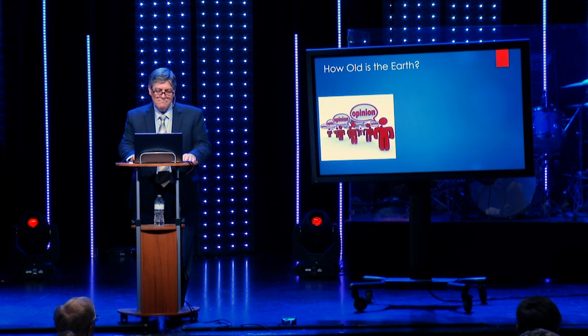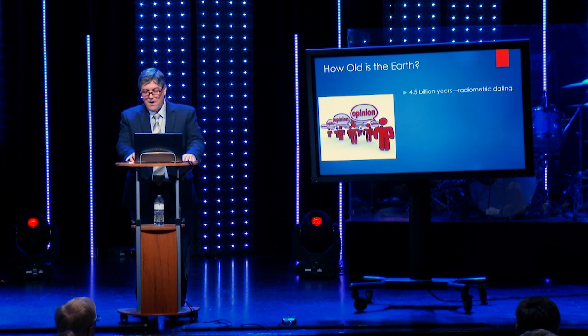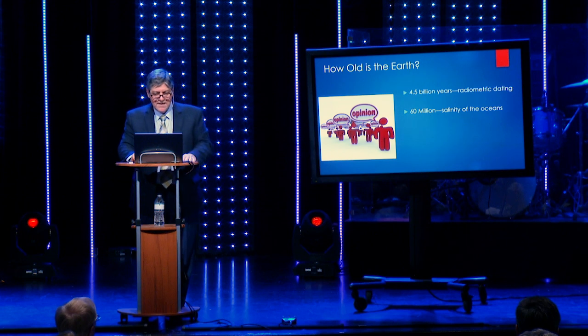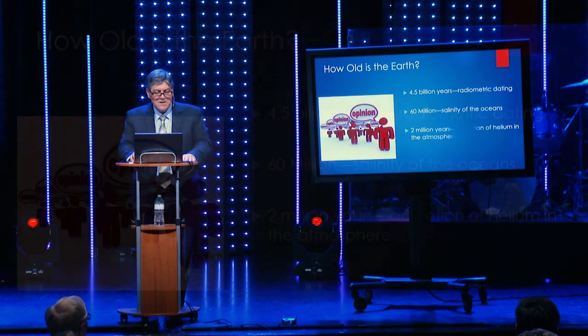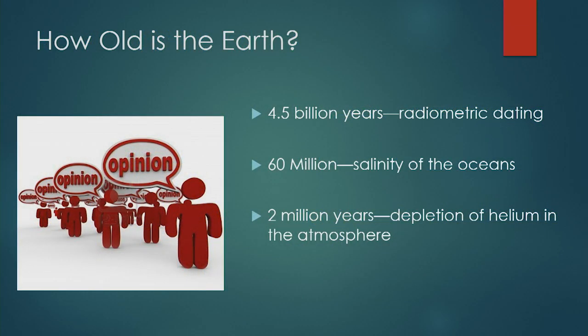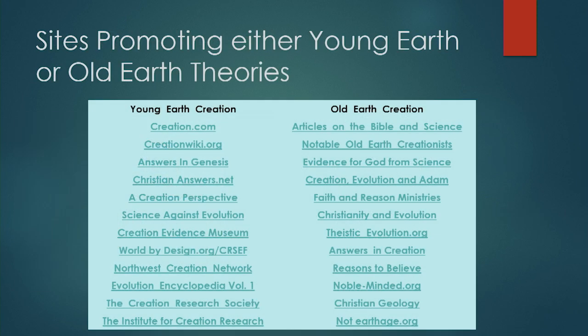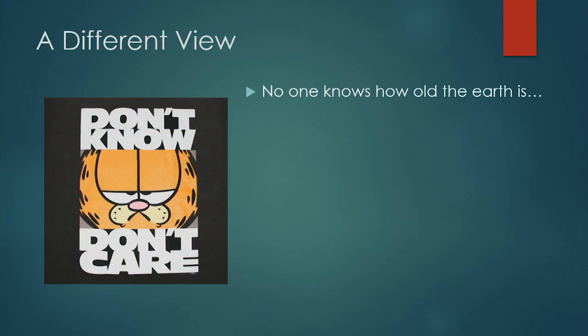So how old is the earth? Well, it's 4.5 billion years according to radiometric dating, but the problem is that can vary by 1 billion years based on what section of the lava flow you measured. Maybe it's only 60 million years old based on the increasing salinity of the oceans. Maybe it's only 2 million years based on the depletion of helium in the atmosphere. You see, nobody really knows. Now, you have this whole group on your left of young Earth creationists, all the organizations and websites. On your right, there's a bunch of old Earth creation websites and organizations. Well, they both can't be right.